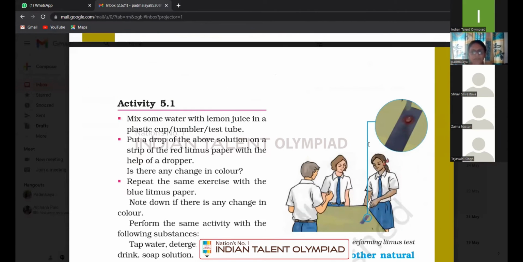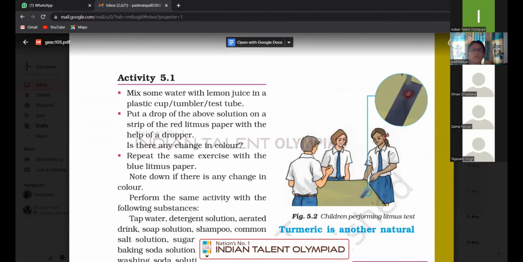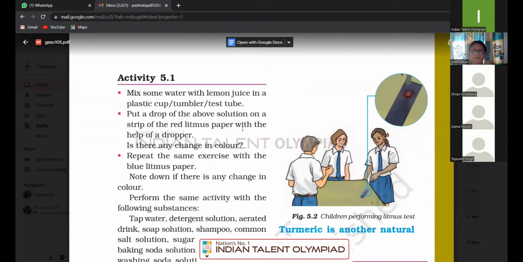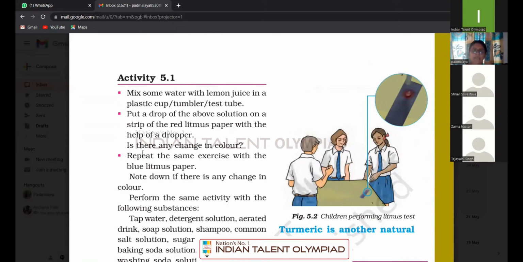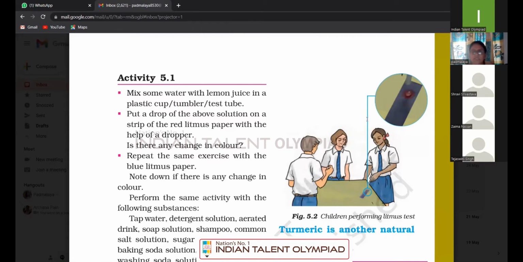You can do this activity at home also. Mix some water with lemon juice in a plastic cup. Put a drop of the solution on a strip of red litmus paper with the help of a dropper. See whether there is any change in the color. Here they have taken a blue litmus paper, and here a red litmus paper.